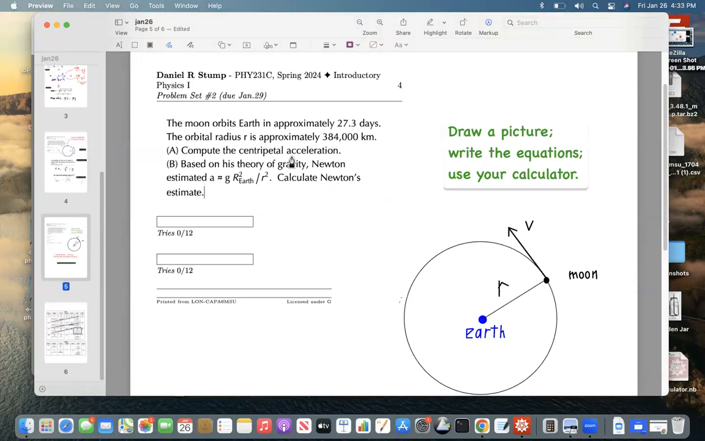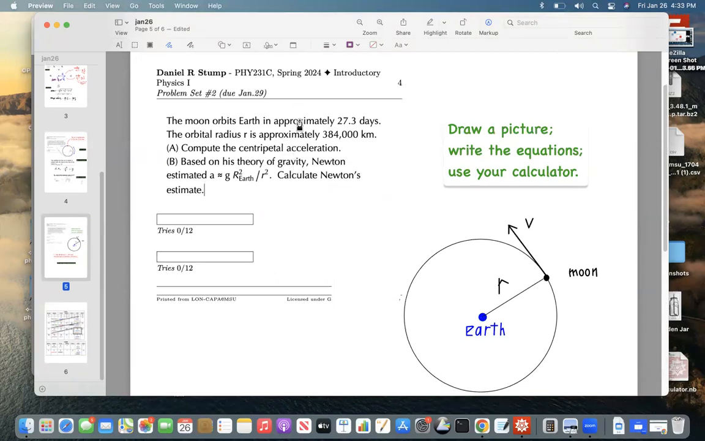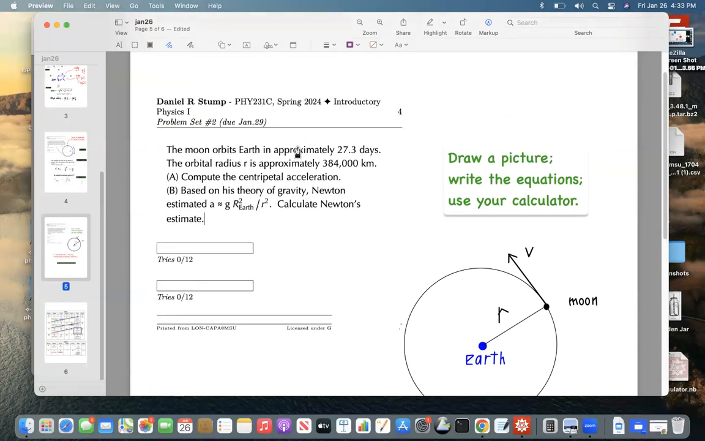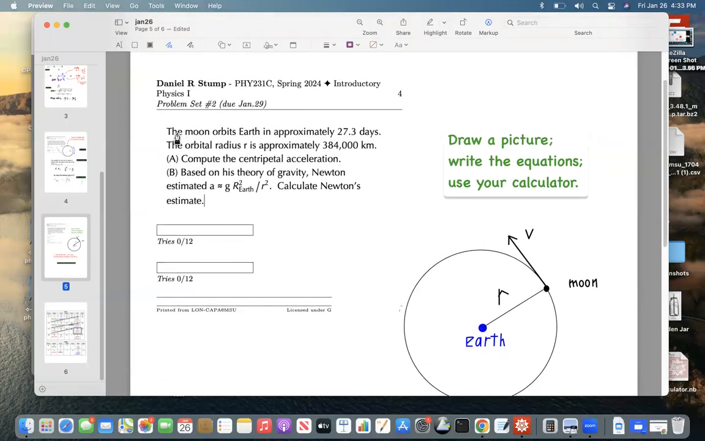Here's another problem. Oops, this is also a circular motion. I should have put a problem in here involving projectile motion. But here's another problem with circular motion. The moon orbits the Earth in about 27.3 days. The orbital radius is about 384,000 kilometers. What's the centripetal acceleration?